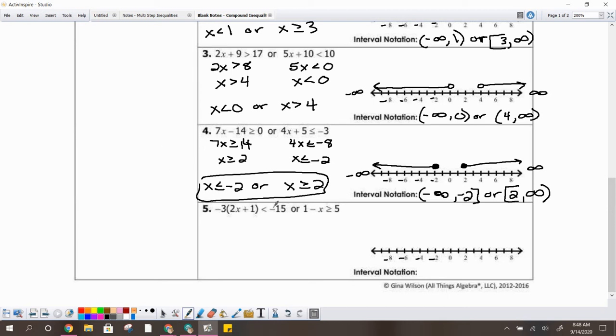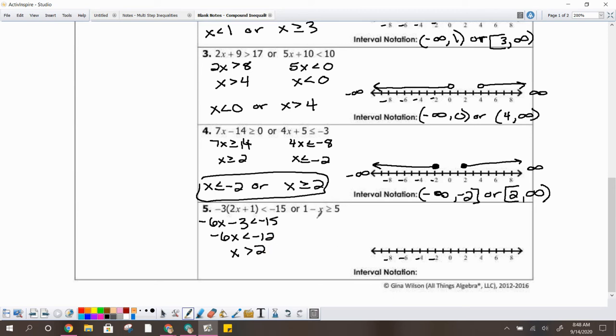All right, so number 5, you're going to go ahead and solve this by distributing first. So we're going to distribute our negative 3 to both parts. So we have a negative 6x minus 3 is less than negative 15. Add 3 to both sides. We are dividing by a negative here, so our sign is going to flip. Okay, divide by negative 6. We get x is greater than 2.